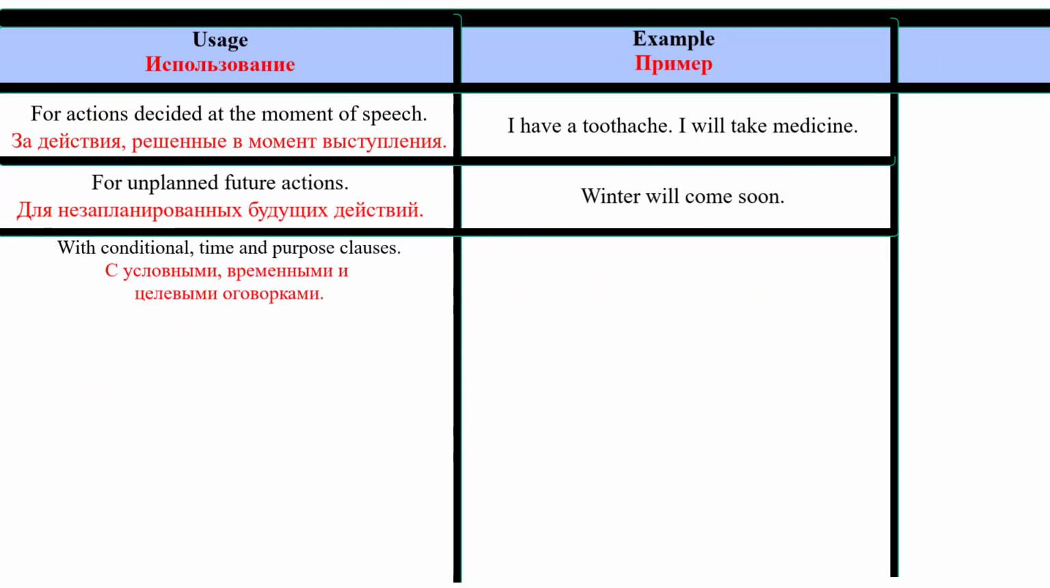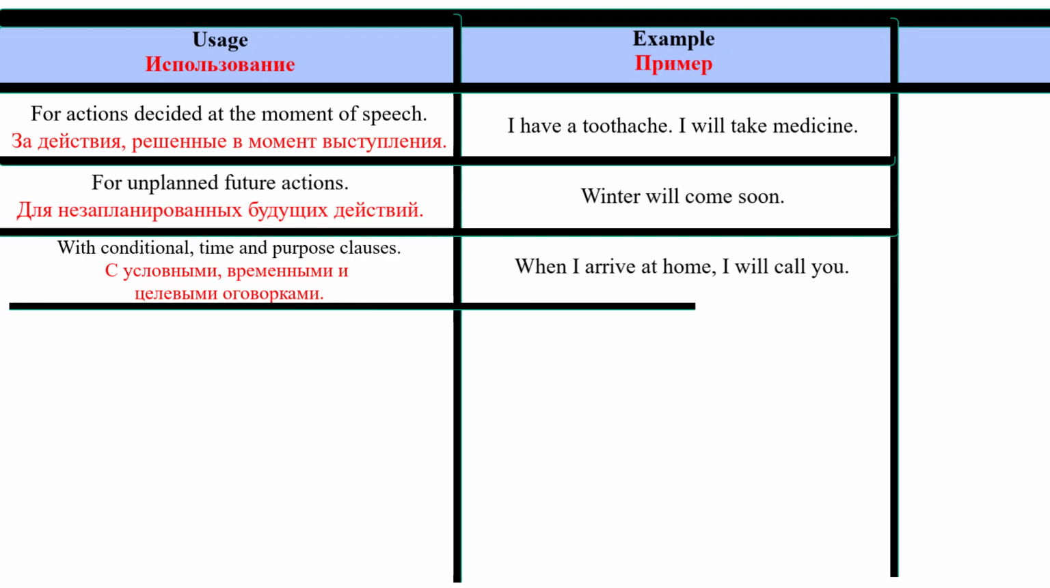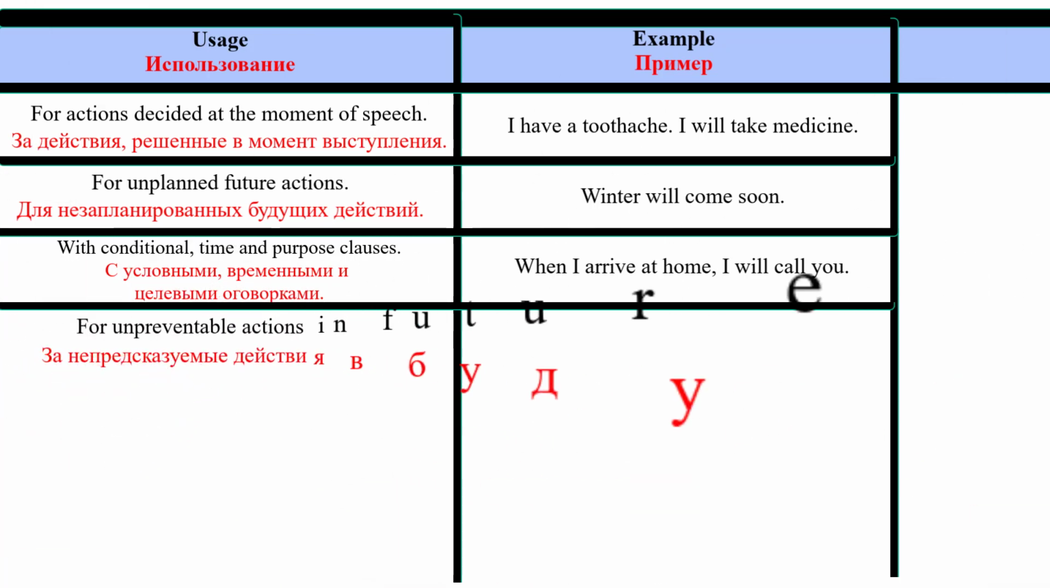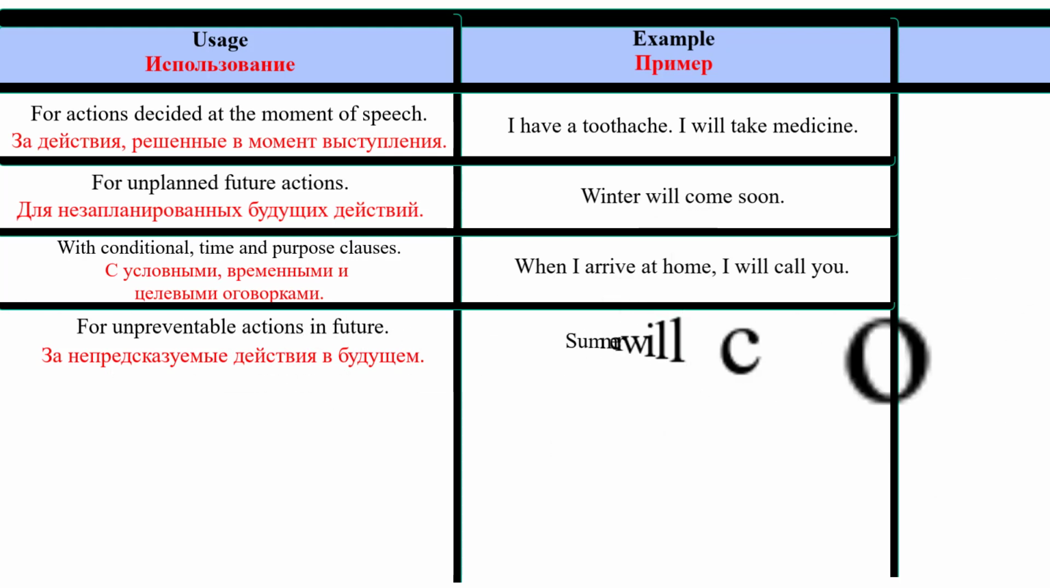With conditional time and purpose clauses: When I arrive at home, I will call you. For unpreventable actions in future: Summer will come soon.